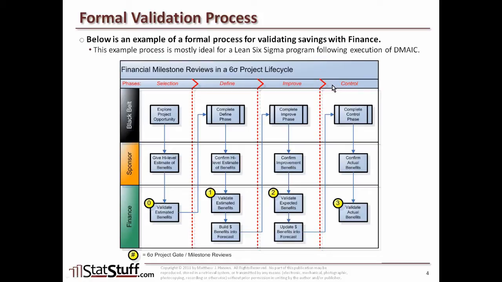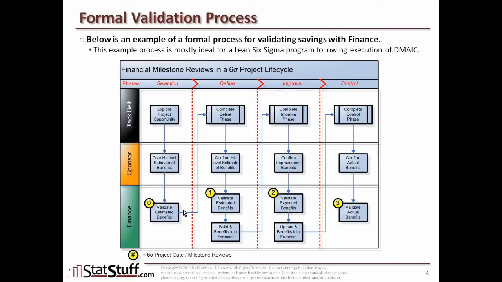Obviously we're skipping a couple of steps or phases within DMAIC simply to show that at those other points it's not as necessary to validate with finance, but these are the points within a project that you might want to validate with finance. So it starts in the selection piece here, where you're exploring a project opportunity. Then you're trying to get the high-level estimate of benefits with your sponsor, and you want to validate with finance. That represents maybe the first gate of approval with the finance group.